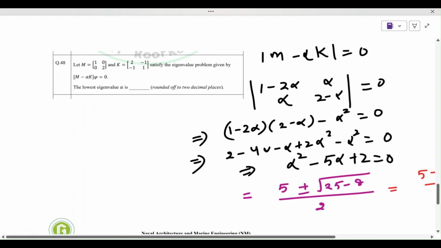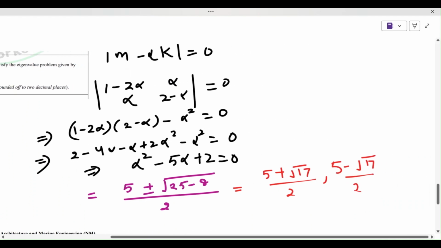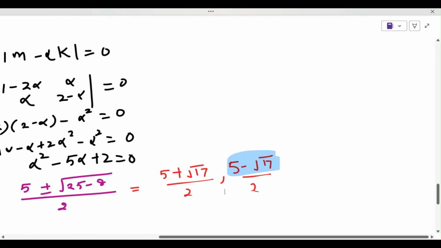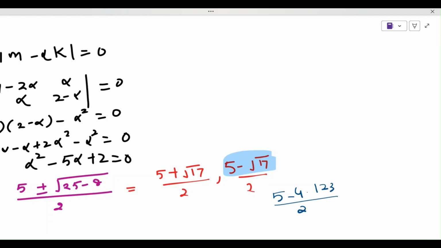Now, what do we have to find? We have to find the lowest eigenvalue alpha, meaning the value of alpha that will be our lowest eigenvalue. So we can see over here, if we take 5 plus, obviously it will give you the larger value as compared to 5 minus under root 17. Now what will be the value of under root 17? That is 4.123. So 5 minus 4.123 divided by 2. When you solve this one, you will get the value 0.438.